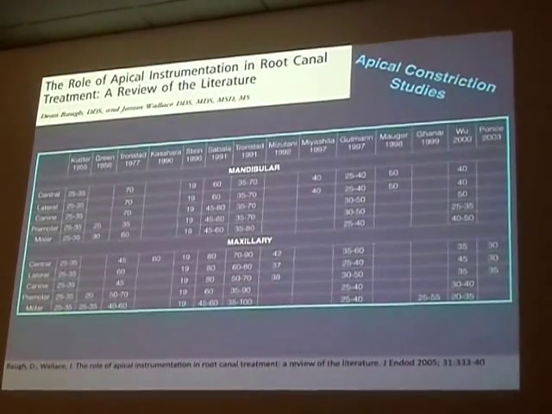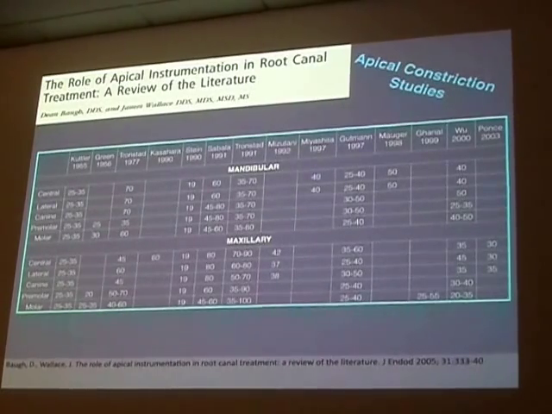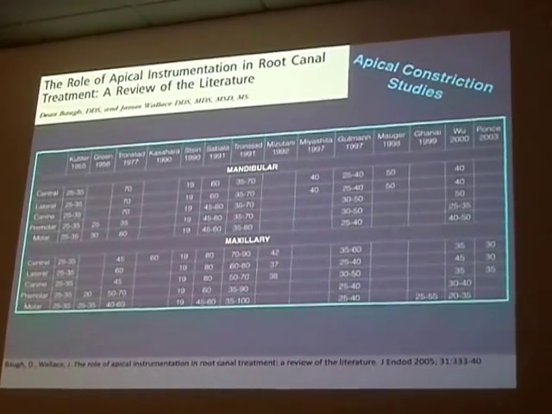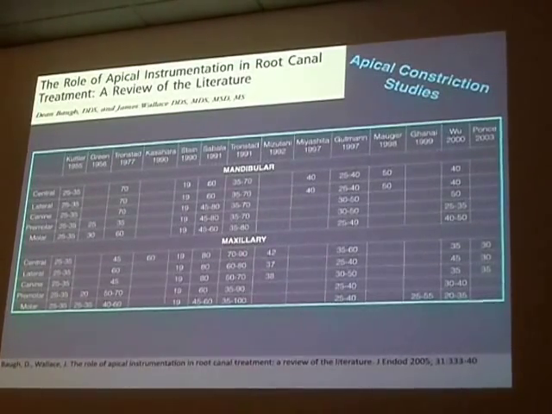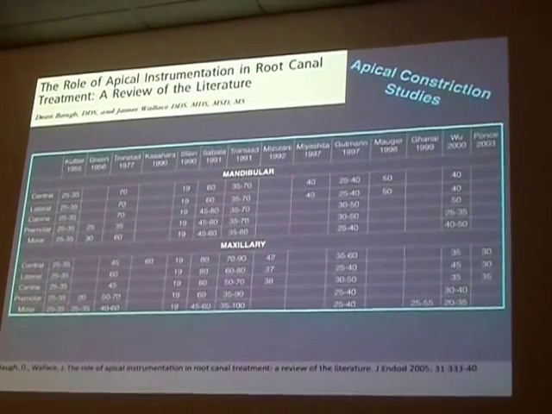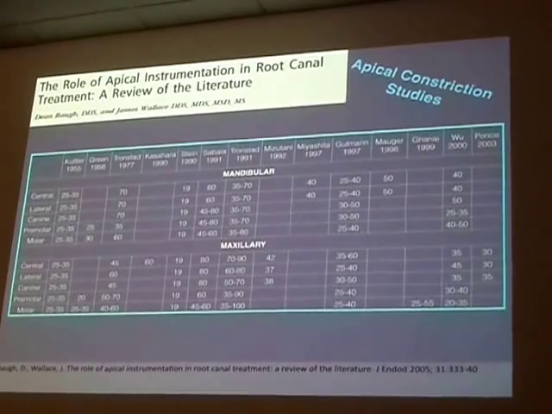So what we see is that there's been a lot of studies conducted on apical constriction and the different sizes. And what you can see here is that they propose a lot of different numbers for the apical foramen. So again, we're kind of going back to the idea that we're seeing all these variations in our studies.